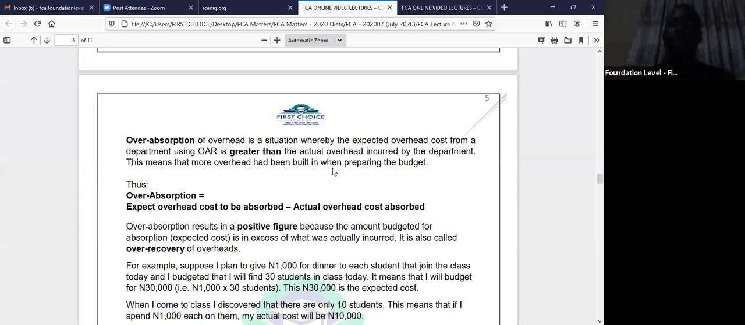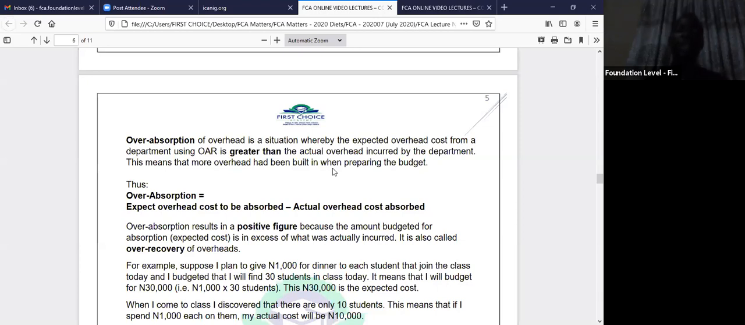Let's say, for example, you plan to buy flour for making bread. You've budgeted that 50 kg of flour will cost you 50,000 naira. That means that's your budgeted cost. You have absorbed it already in your production process, in your budget. You now go to the market and you see that you can buy it for 49,000 naira. It means you've budgeted more than what you actually paid.